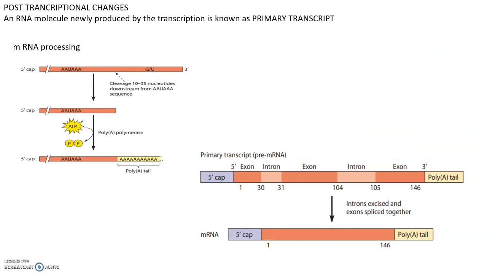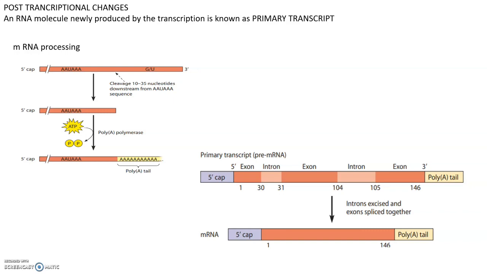So the next is post-transcriptional changes. The RNA which is produced by transcription is known as the primary transcript, and it is not functional. It is processed by chemical modification to generate the final RNA product, which serves as a precursor for translation.